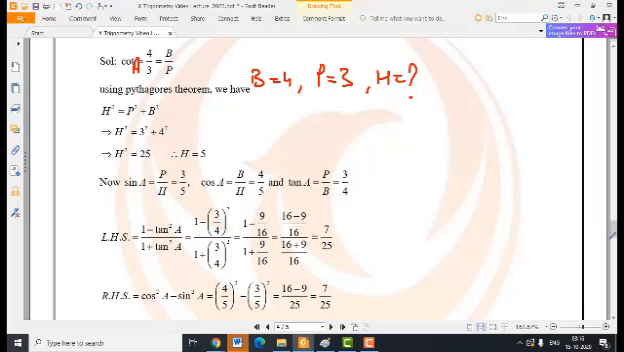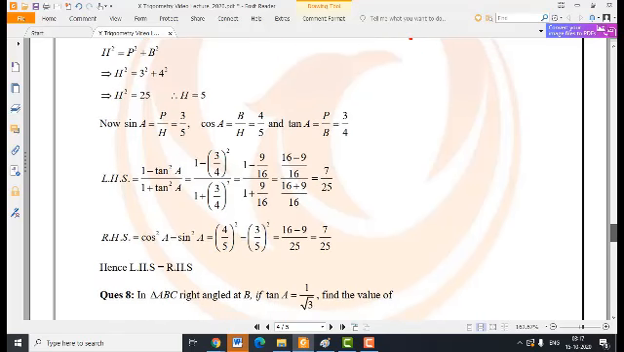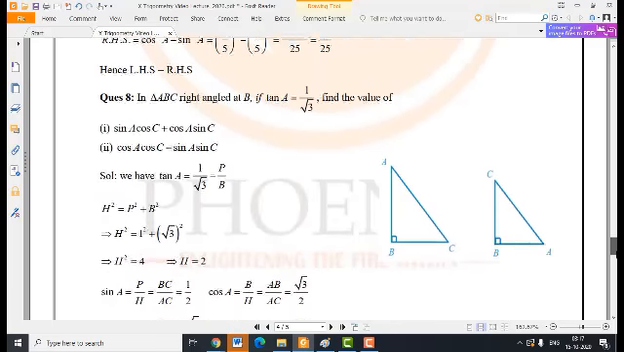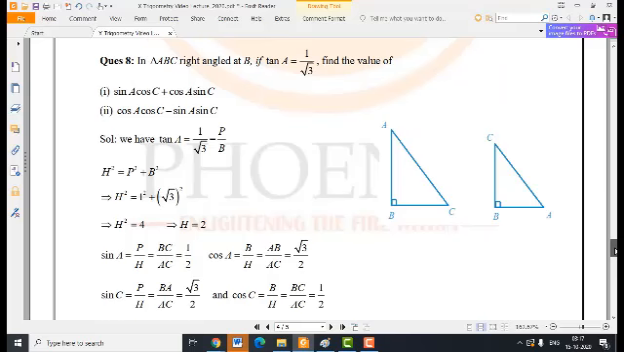What is cos A? We evaluated cos A as 4 by 5. So it is (4/5)² minus (3/5)², which is nothing but (16 minus 9) upon 25. That again turned out to be 7 upon 25. So just by finding the values of the left hand side and right hand side separately, we can say that the two expressions are equal to each other. So that proves the whole question at the end.